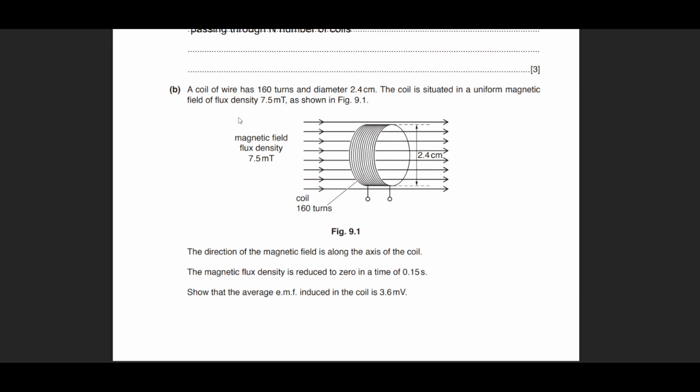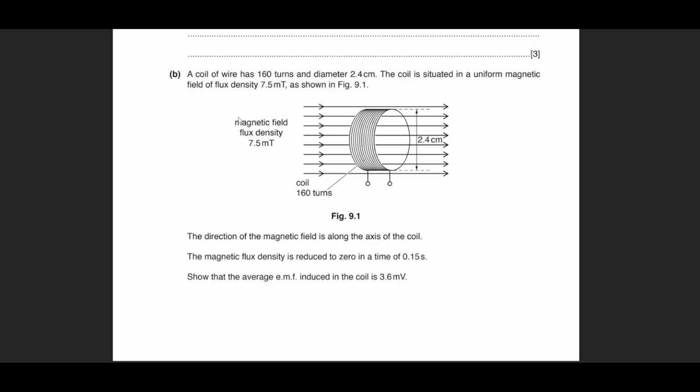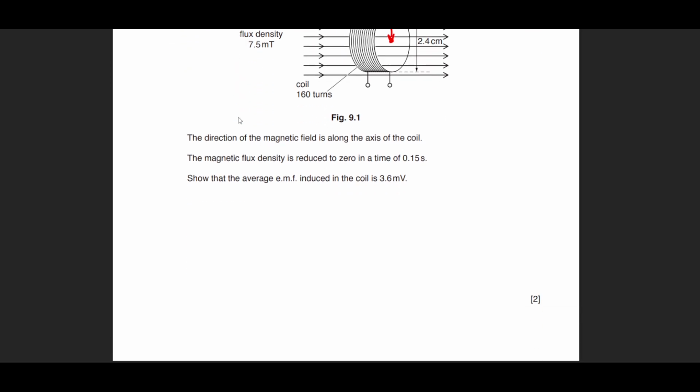This is a very common question in which a coil is given to you. No need to worry about this. He says that it has 160 turns. So this is our N, 7.5 millitesla. This is our B. He says this is the diameter. So we will have to look at the radius because we want to find the cross-sectional area. He says that the flux density changes, or reduced to 0, in a time of 0.15. So he's asking us to find out the induced EMF.